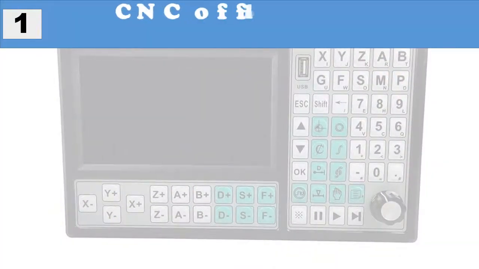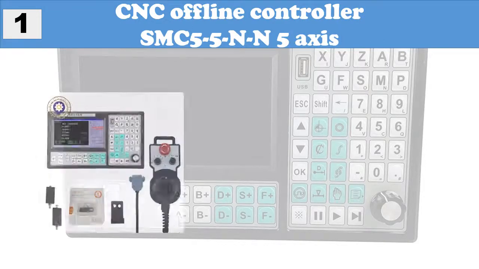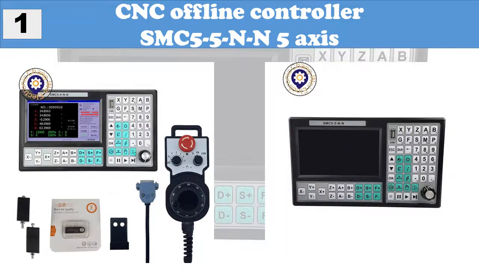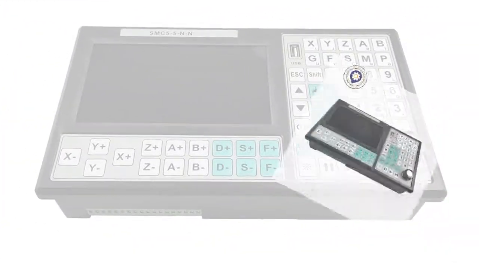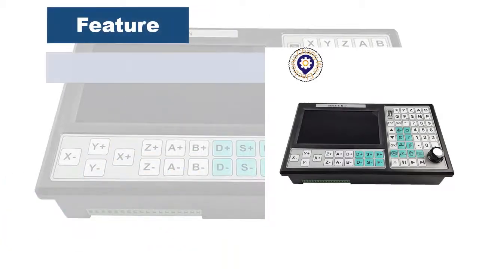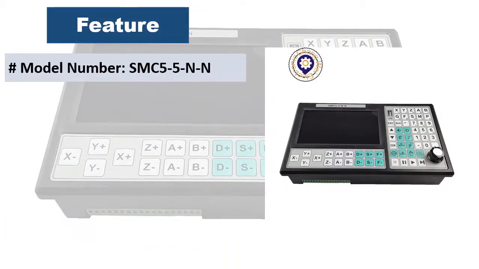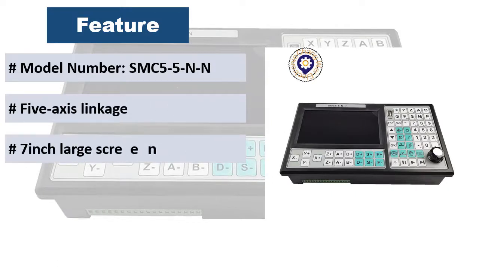At number 1. CNC Offline Controller SMC55NN 5-axis. 5-axis linear interpolation and 5-axis multi-micro multi-line continuous interpolation. Parameter setting, it can set various control parameters related to machining and operation to achieve the best processing result.